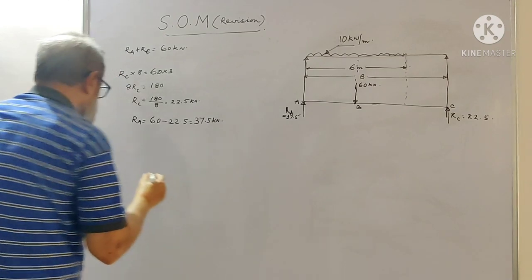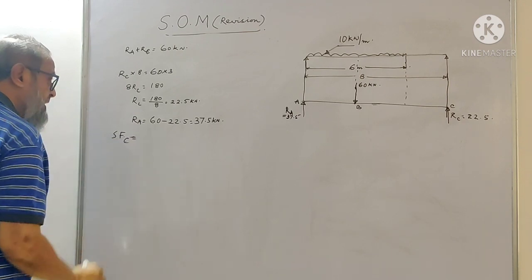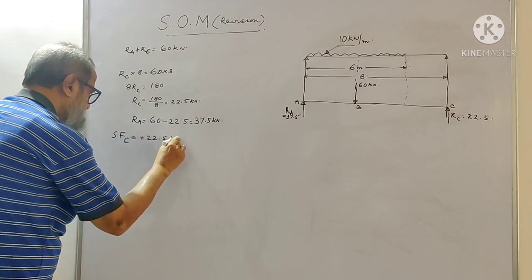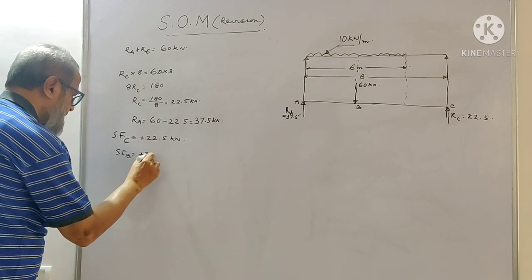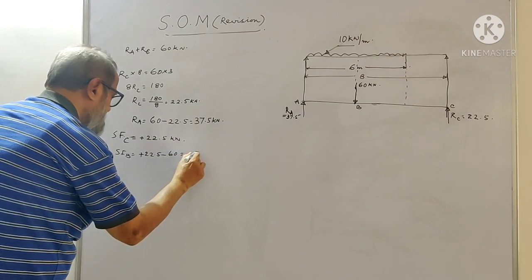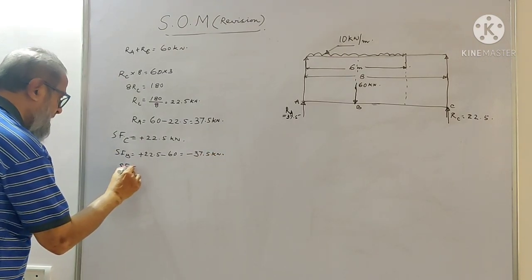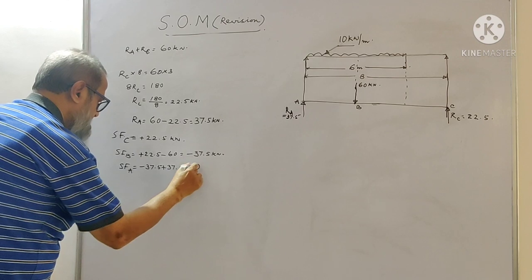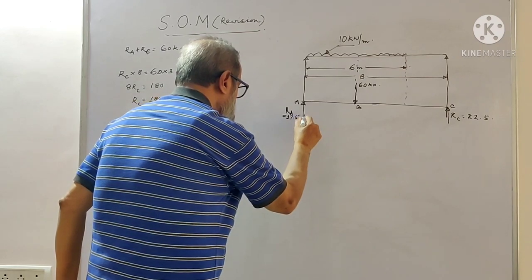Now, the problem is very simple. SF at C will be plus 22.5 kilonewton. SF at B will be plus 22.5 minus 60, that is minus 37.5 kilonewton. SF at A will be minus 37.5 plus 37.5, that is 0 kilonewton. So that's all.